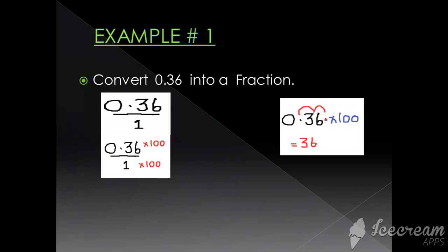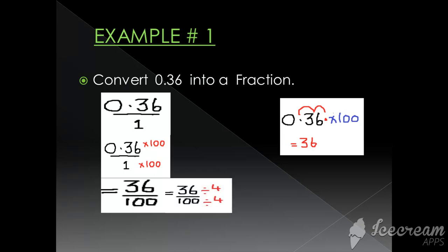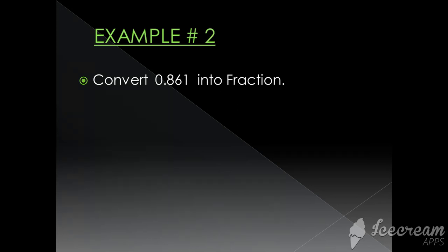100. Here, the point to remember is that if there is multiply by 10, the decimal will take one jump to the right. If there is multiply by 100, the decimal will take two jumps to the right. And if there is multiply by 1000, the decimal will take three jumps to the right. So here is multiply by 100, so the decimal will take two jumps and our answer is 36 over 100. So as we know that it can be simplified by dividing by 4, our final answer would be 9 over 25.